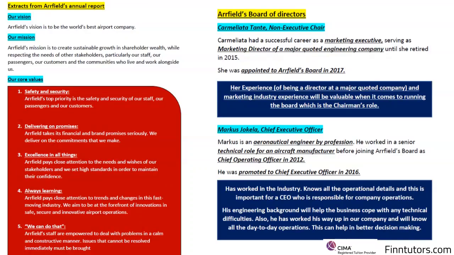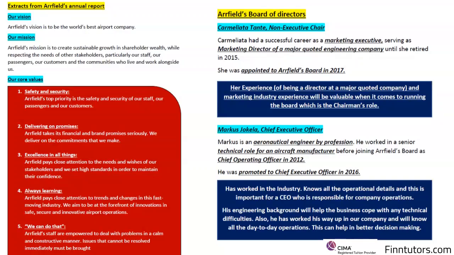Second, we have Marcus Yokela. He is the Chief Executive Officer, the CEO. Marcus is an aeronautical engineer by profession. He worked in a senior technical role for an aircraft manufacturer before joining Arrfield's board as Chief Operating Officer in 2012. So he was the COO, operating officer, and he started in 2012. He was promoted to CEO, executive officer, in 2016.